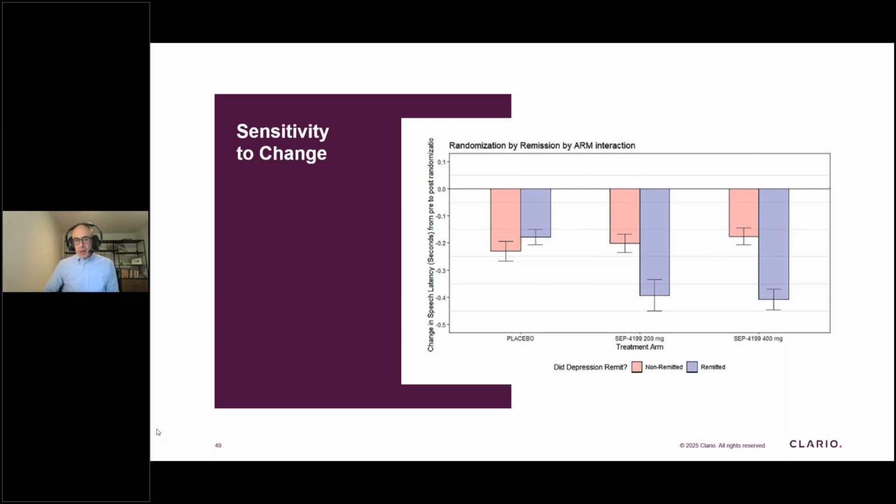But there's more. We also want, as I said before, to try to improve on or overcome the limitations of our existing endpoints. So we have also been looking at sensitivity to change. In the study I mentioned before on bipolar depression, we also wanted to look at not just the classification according to type in VBM positive, negative, but also the change in speech latency over the course of time in the trial.